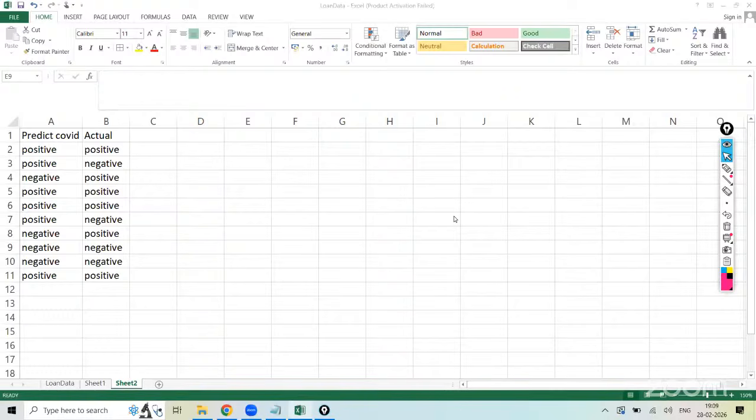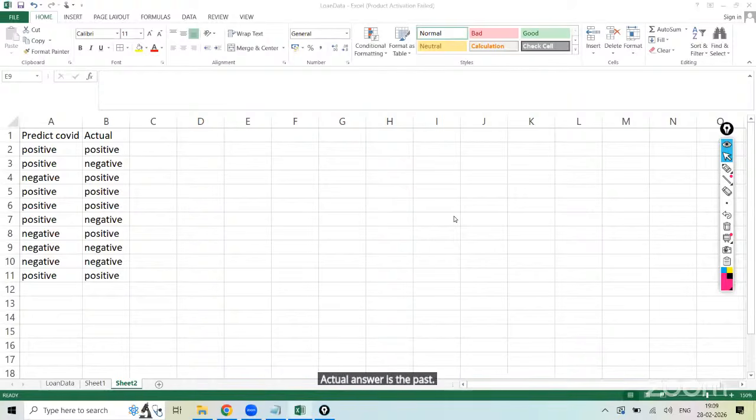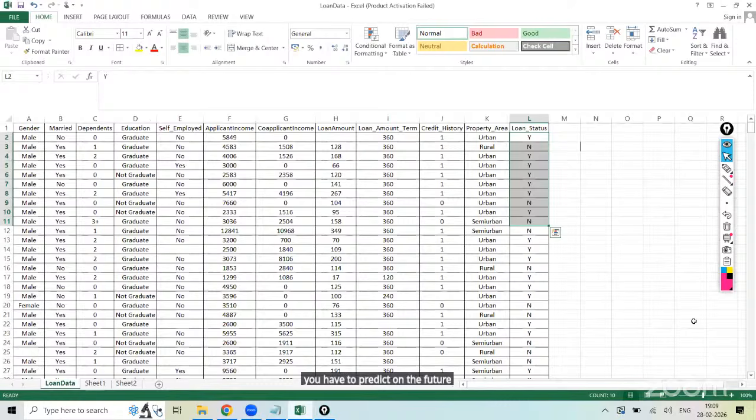Yes, the actual answer you are going to get from the data that they have shared with you. That is the actual answer. The actual answer is the past, where we need to predict the future. How can we compare? Lahari, good question. Now, see, you have to predict on the future data.